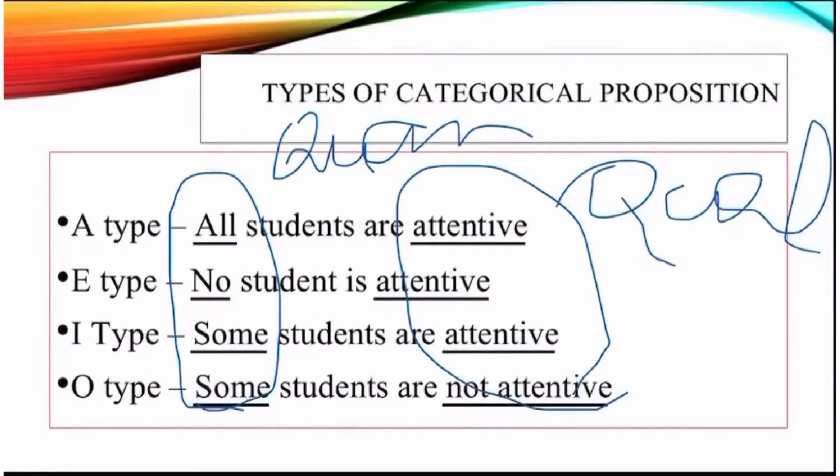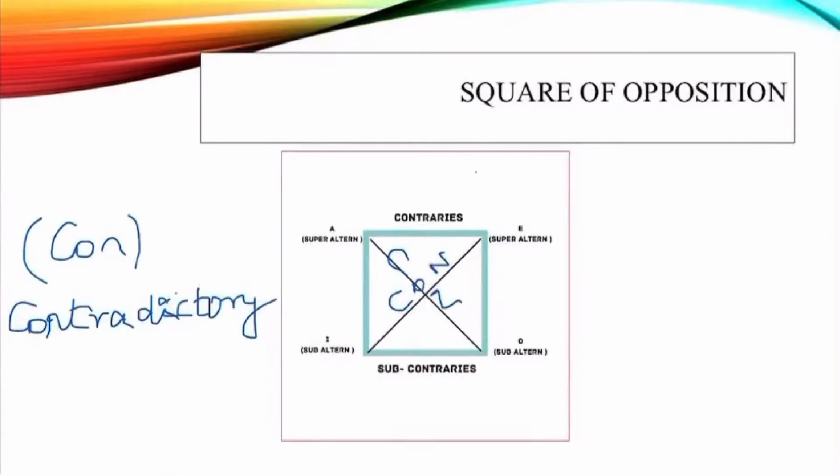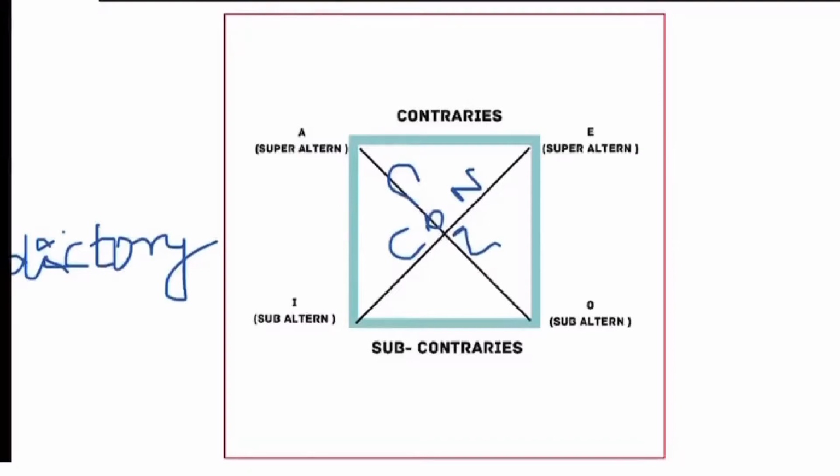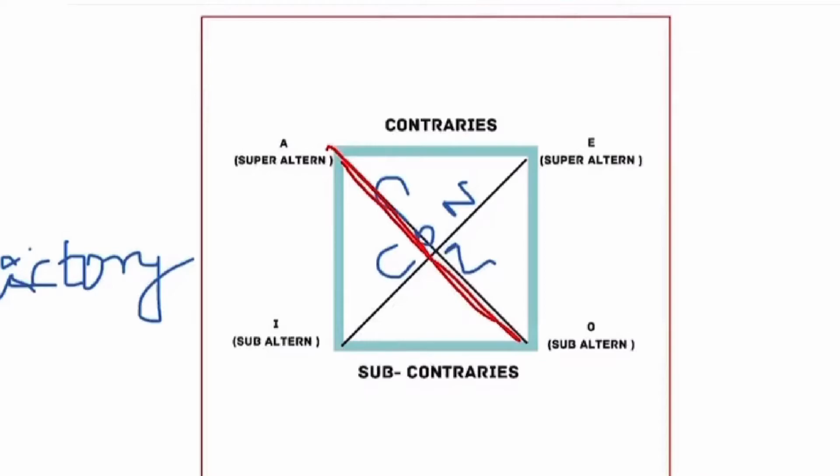These four categorical propositions are different and related to each other at the same time. We will see how. This diagram called square of opposition explains that. Two propositions are contradictory when one of them is in denial of the other. Here, A is contradictory to O. A, which is universal affirmative, is denial of the particular negative. Similarly, E-type proposition is contradictory to I-type proposition.